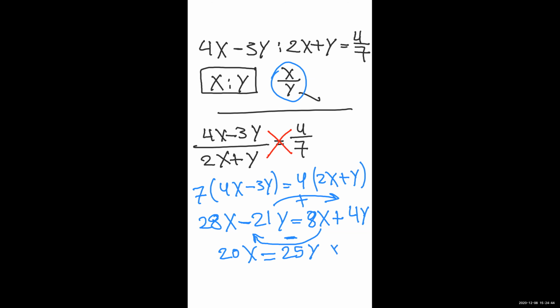Now I want to get x over y, or x to y. So x over y will equal, it's very easy, 25 over 20. Now simplify it. Divide by 5. It will equal 5 over 4. So this means x to y will equal 5 to 4. That's it. Okay? Are we clear till now?